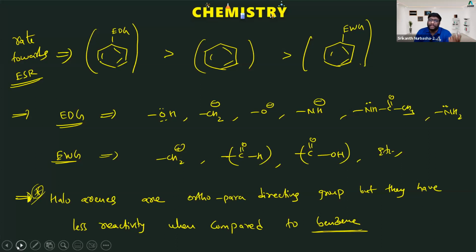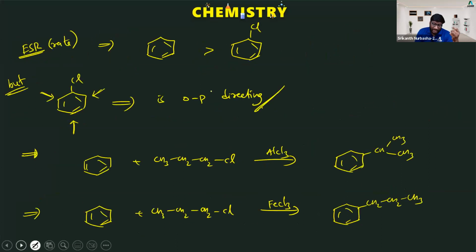But if you look at the rate of electrophilic substitution, as the net effect is electron withdrawing, it will have a lesser rate when compared to benzene or unsubstituted benzene. Yes or no? With no substituent present on the benzene, compared to haloarenes, the haloarenes will have a lesser rate towards electrophilic substitution reactions. And we have discussed Friedel-Crafts alkylation.